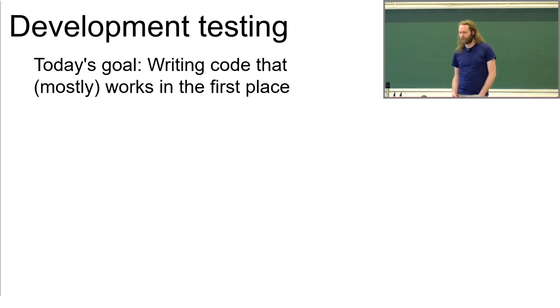So, what's the goal? The goal is to write something that mostly works in the first place. If it mostly works, then you won't have bugs. You don't need to detect bugs with acceptance tests, and you don't need to restart the thing all the time.